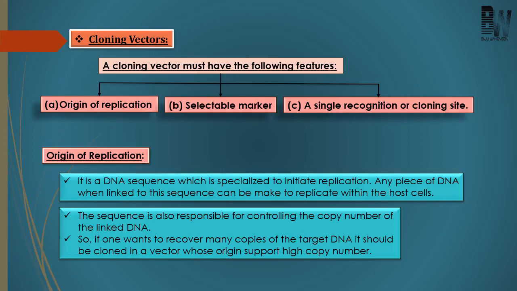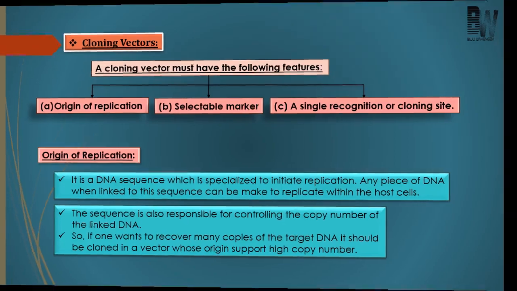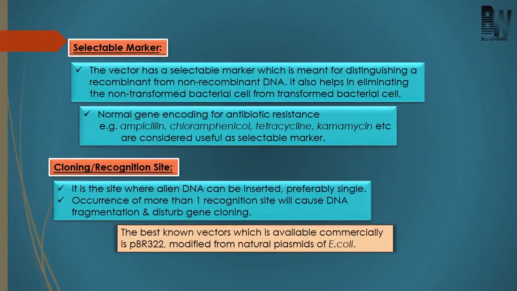So these are all about origin of replication. And next come to another important feature of cloning vector, that is selectable marker. Here a selectable marker is a segment of DNA or a gene, and it helps in artificial selection or identification of recombinant DNA from non-recombinant DNA, as well as transformed host cells from non-transformed host cells. These selectable markers are often genes which are resistant to antibiotics.